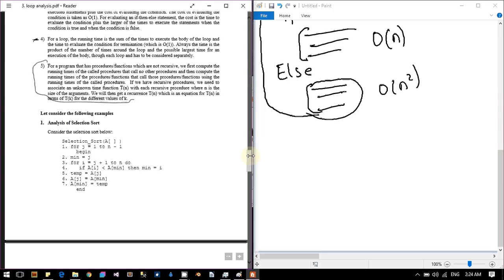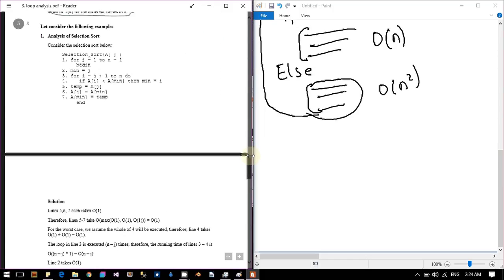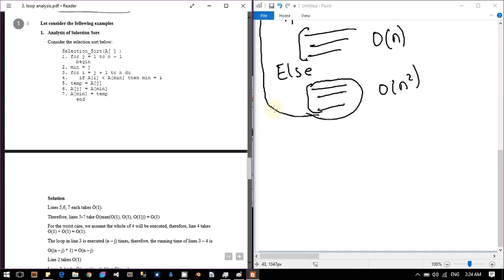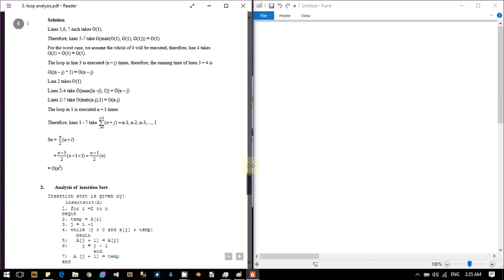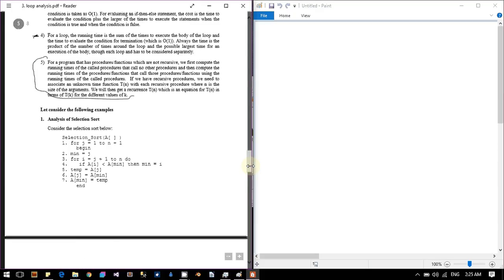Recurrence relations. So now let's analyze the selection sort. We'll analyze the selection sort right now. Okay, so in the selection sort, looking at it from a rough angle, we can see that there are two for loops here and here.